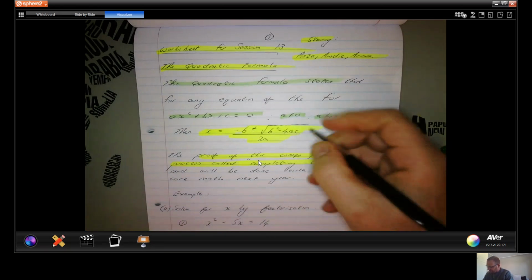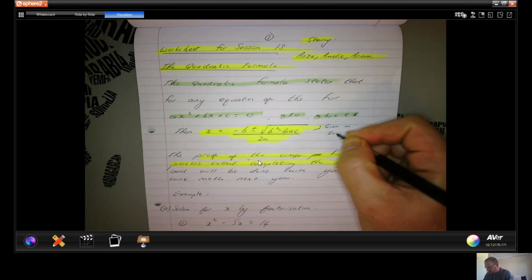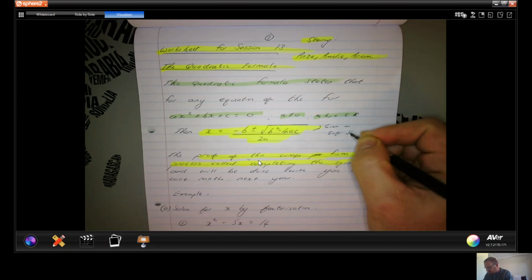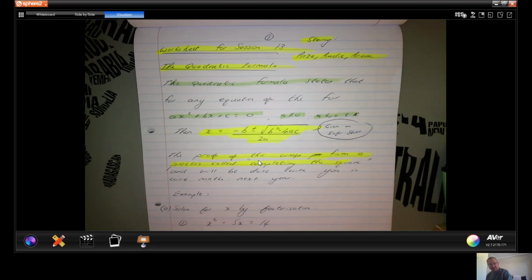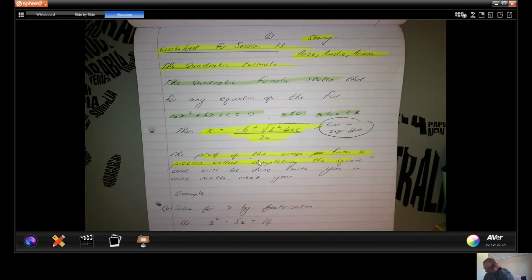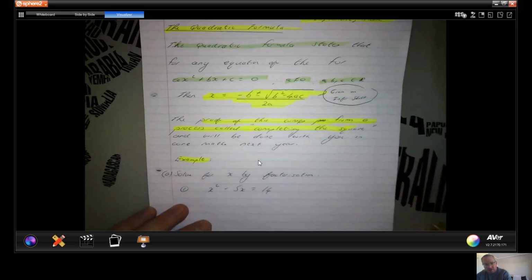The good news is this will always be given on your information sheet. So you don't have to learn it by heart, although it kind of should be stuck in your head. It's a pretty useful formula. First thing I want to show you though is that it produces the same answers as you'd get if you were able to factorize a quadratic.